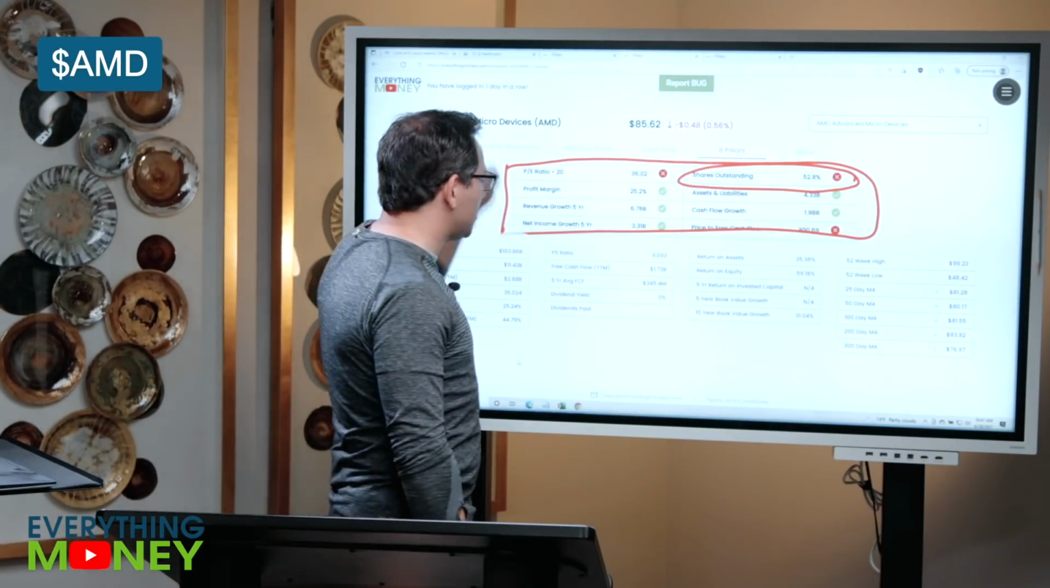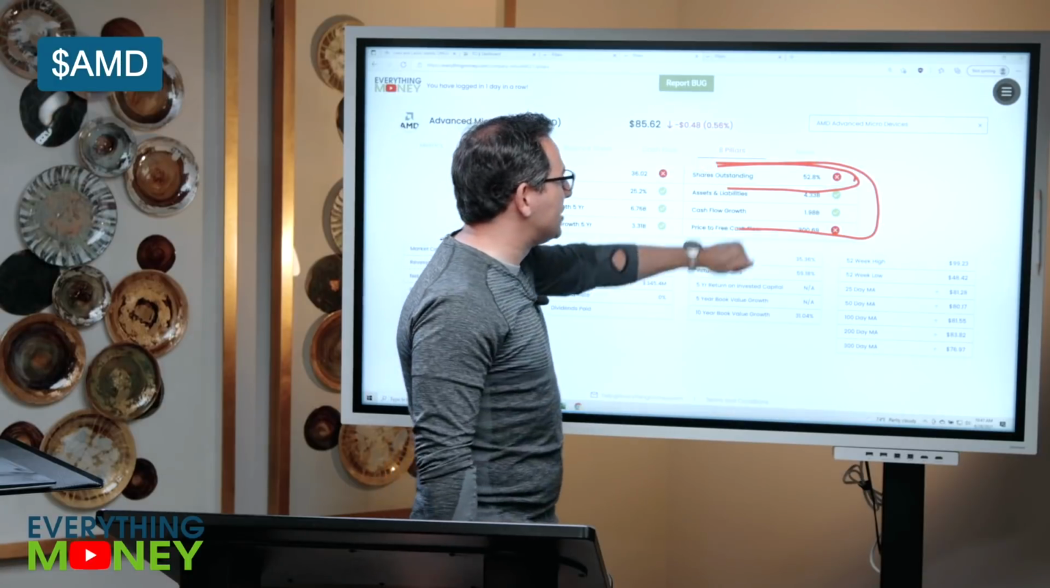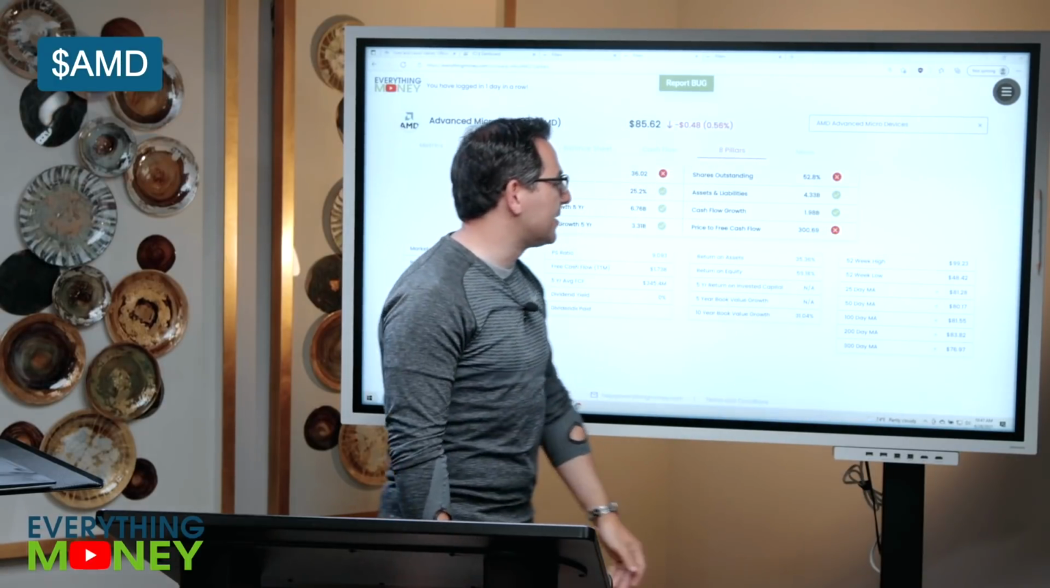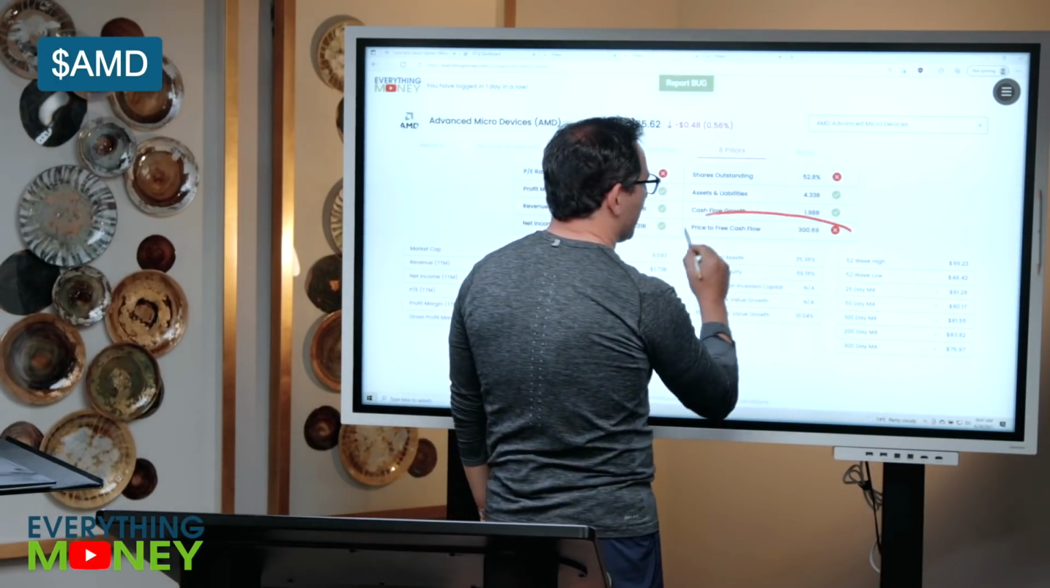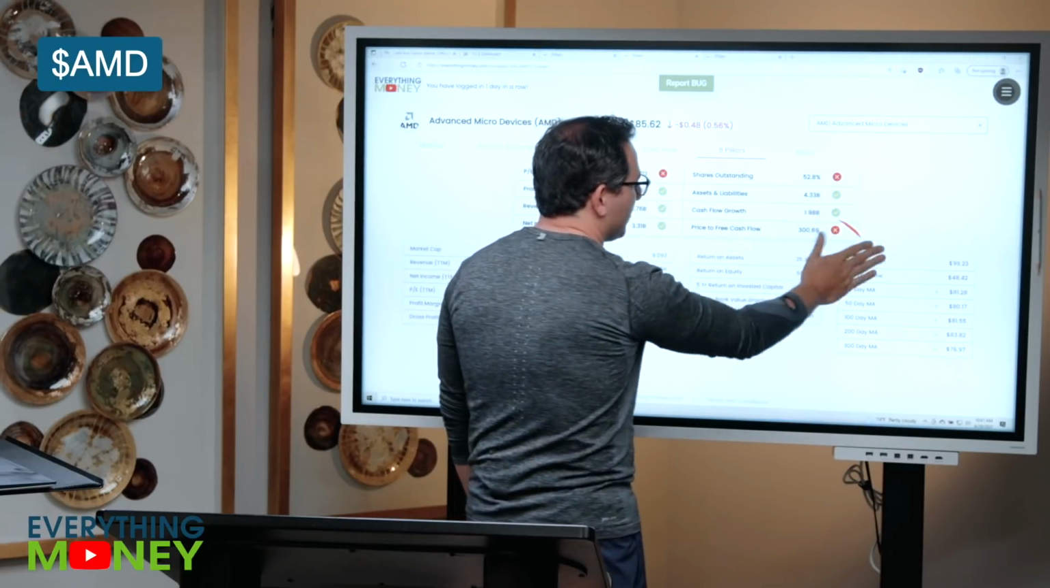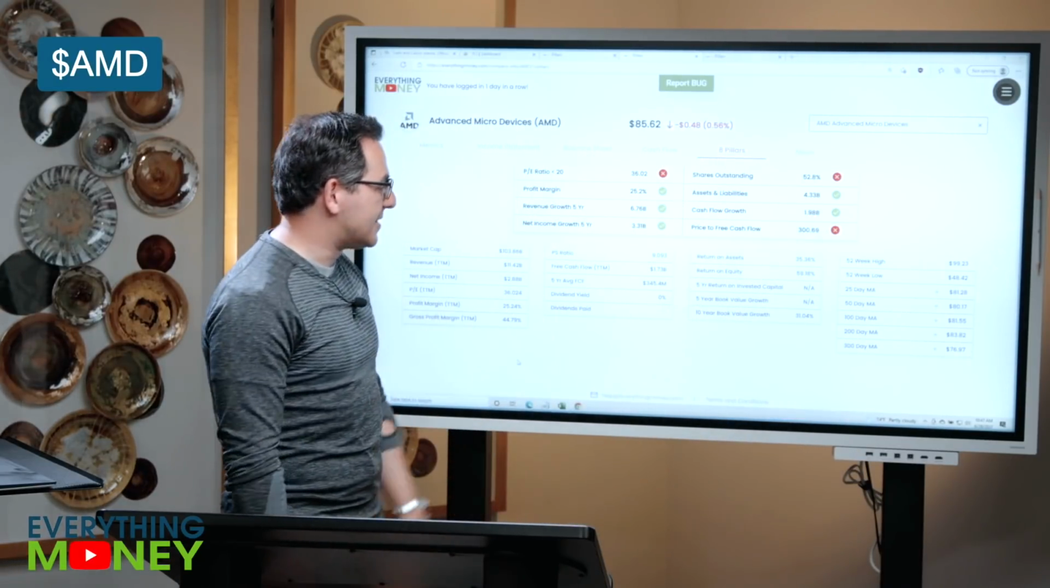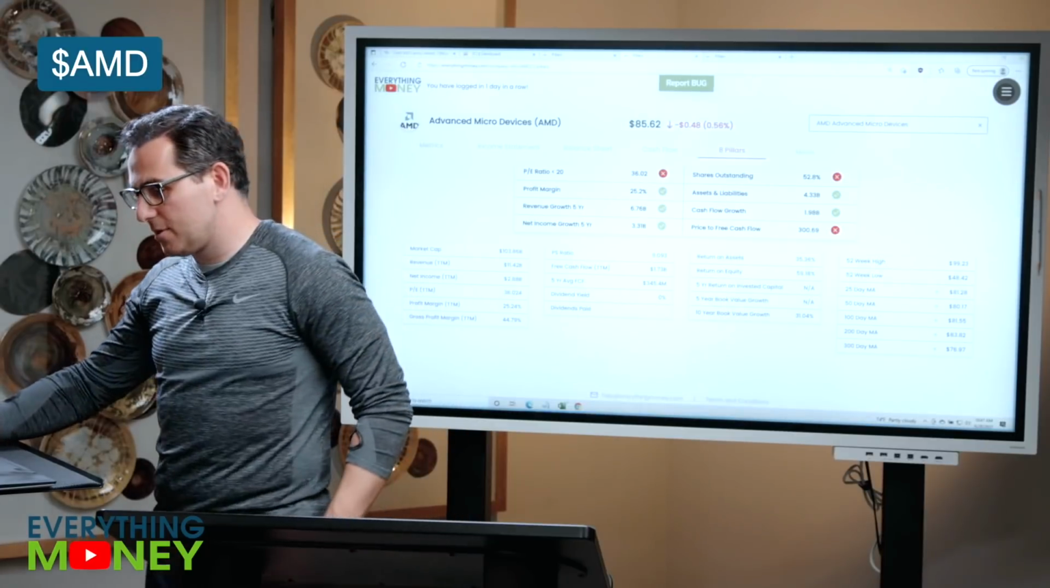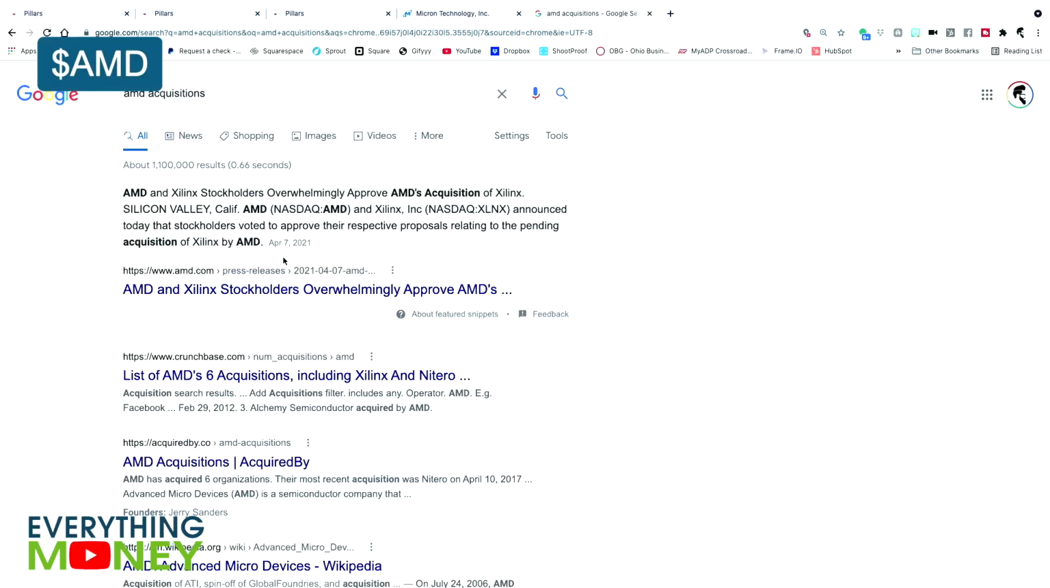Now, did they make acquisitions? I don't know, because a lot of times when you see a big jump in shares outstanding, that could be the reason. But their price to free cash flow is 300 times the last 5 years' price to free cash flow. I mean, this is insane. So actually, in April, the AMD and Xilinx stockholders overwhelmingly approved AMD's acquisition of Xilinx, a Silicon Valley company. Ticker symbol is XLNX. Yeah, so I guess they do have a big buyout here.